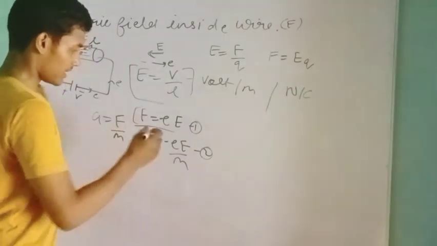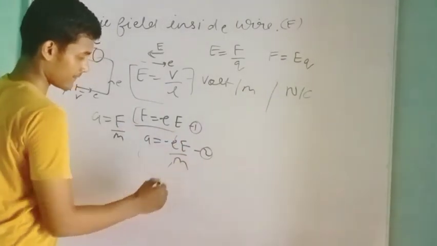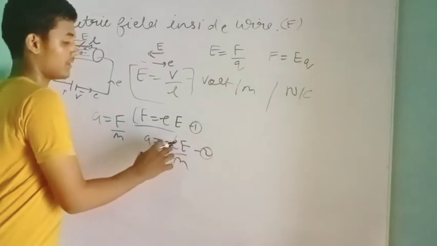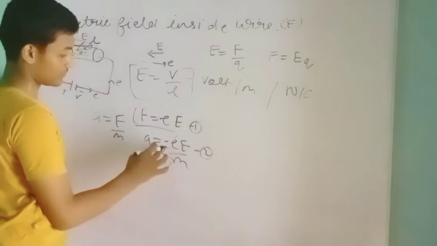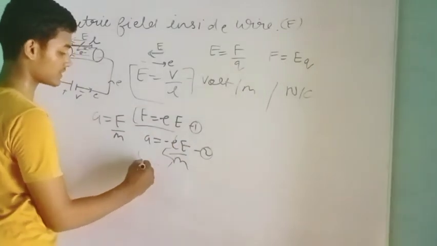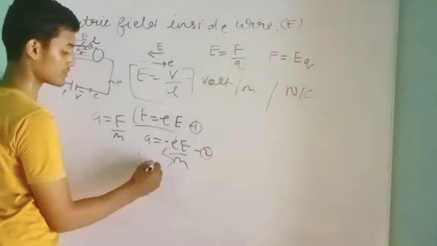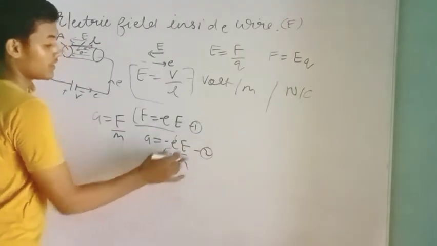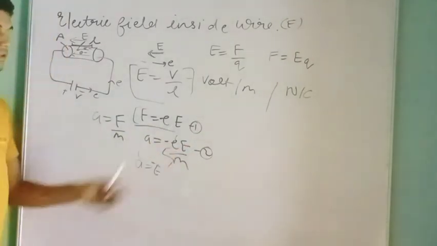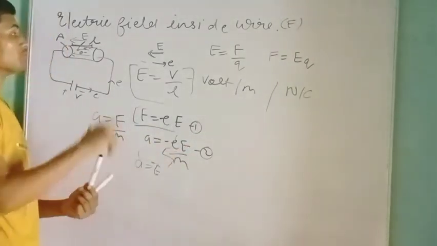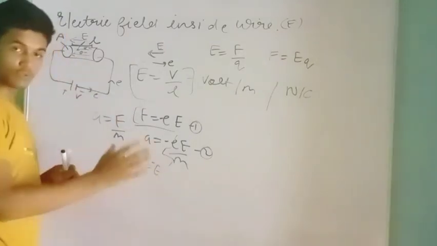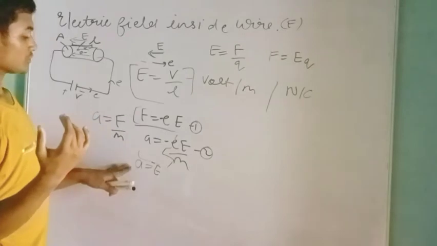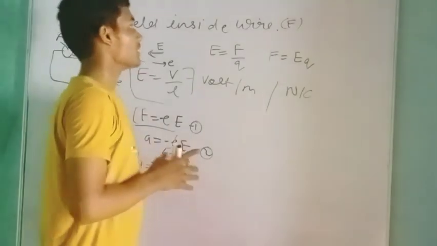Here we know e and m. e is the charge of the electron, which is a universal constant, and m is the mass of the electron, also a universal constant. So acceleration is always constant, because we take the electric field in the wire as uniform. So acceleration is always constant inside the wire. So that is the electric field inside the wire.